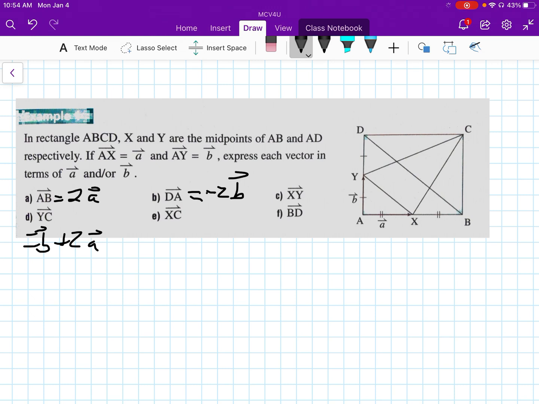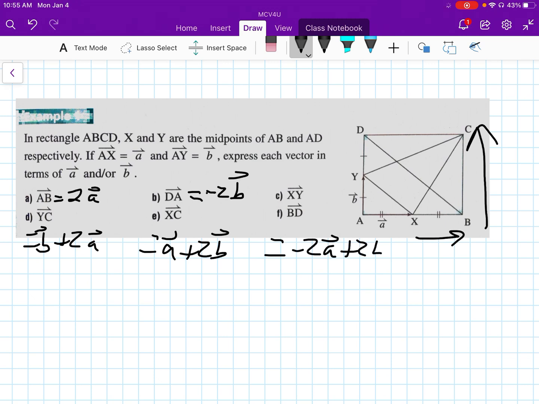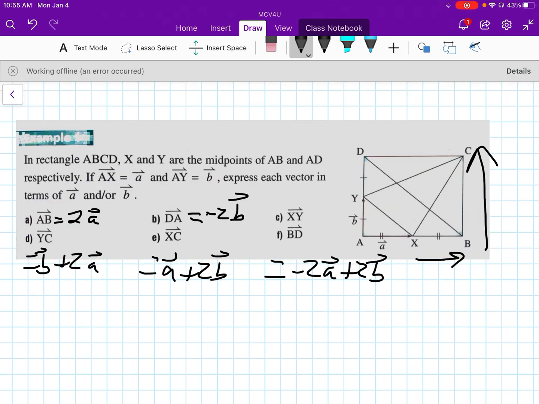XC, we can go A plus 2B, right? A plus 2B. And finally, BD, we're going backwards basically from vector A. So we have negative 2 vector A, and we go up in the same direction as B. So that's plus 2 vector B. So you can either say what we've got written, or 2 vector B minus 2A.